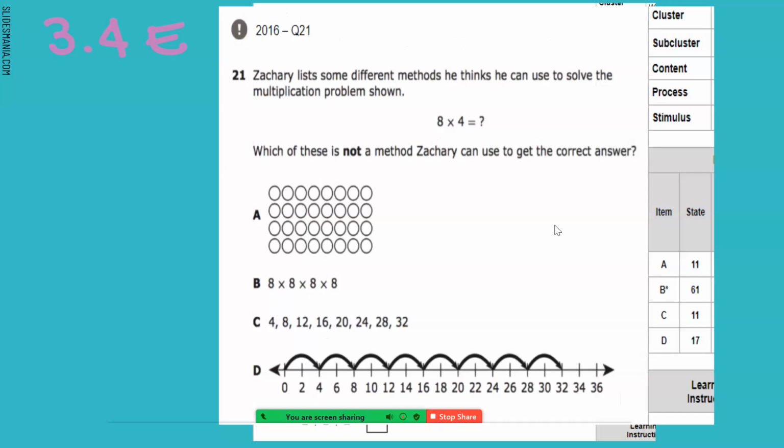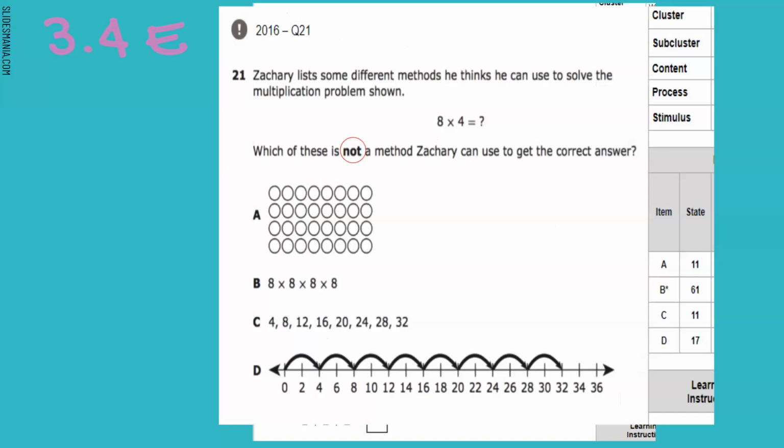Okay, so let's look at the 2016 question. I already see right here that trick again. So let's see. Zachary lists some different methods he thinks he can use to solve the multiplication problem shown. 8 times 4, or what's another way we can say it, class? That's right, 8 groups of 4. Which of these is not a method Zachary can use to get the correct answer?